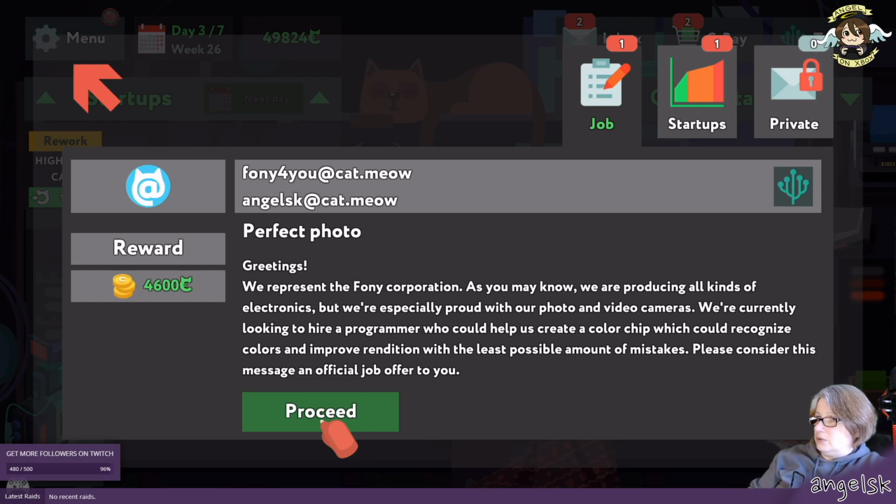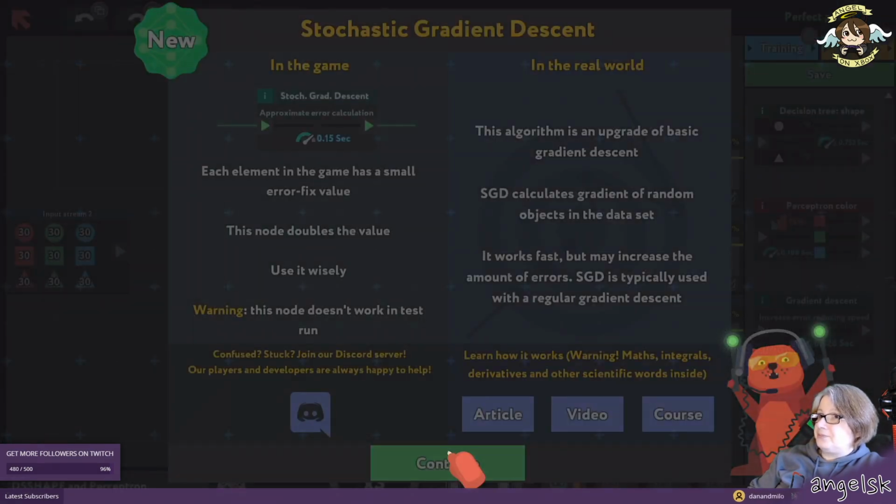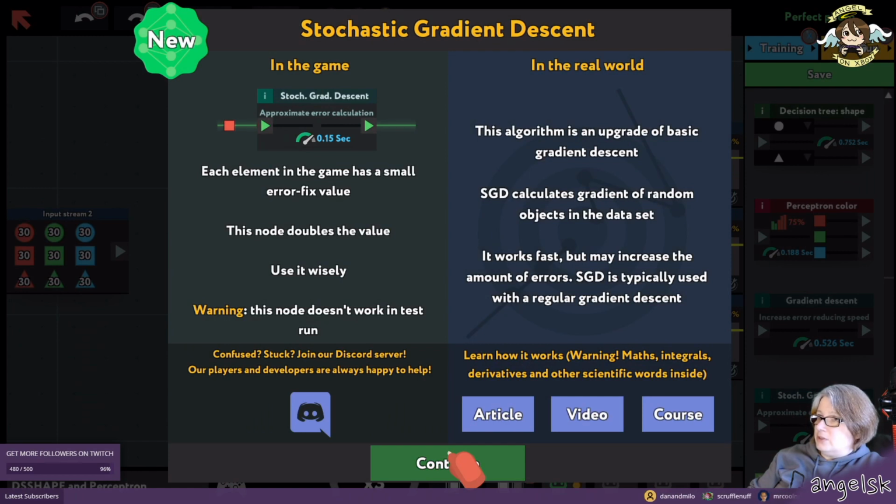Okay, so perfect photo. Phone cameras, photographer, program kit was color chip. Recognize colors and improve rendition. Okay. And we have a stock grad descent.